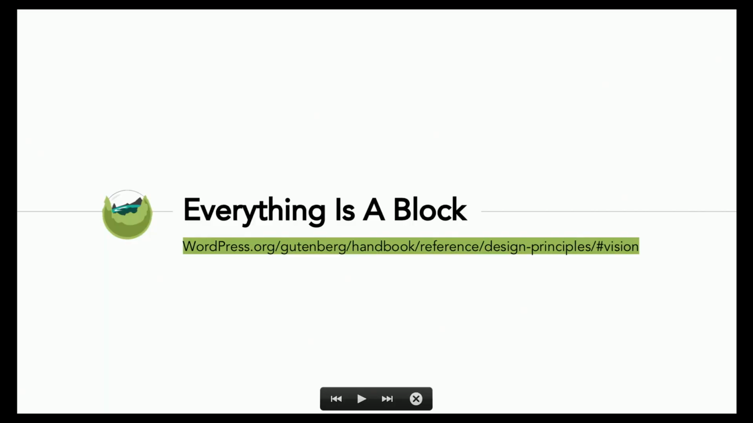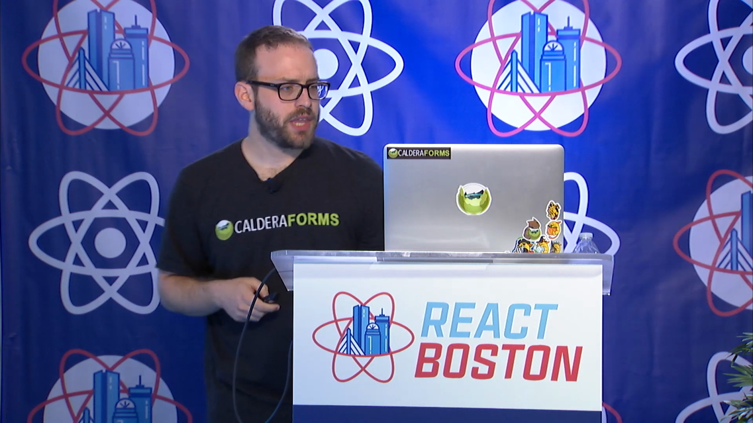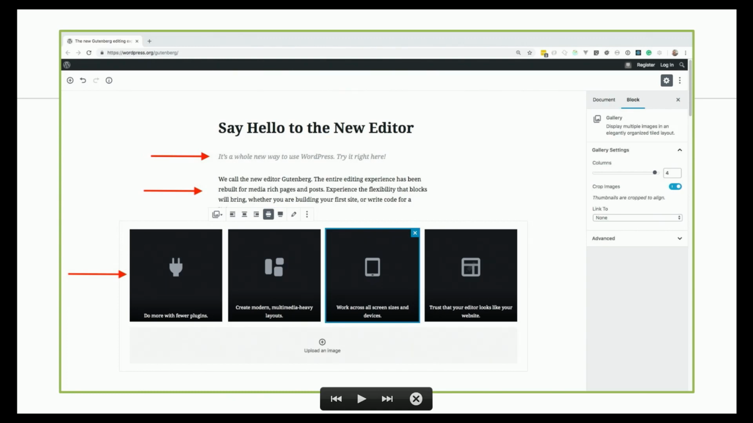Key concept. When you go to the documentation design principles, vision, first thing, everything is a block. That's the fundamental assumption here. So this screenshot is taken from wordpress.org/Gutenberg, where you can go and play with Gutenberg right now in the front end, start to get a sense of it. But those three arrows are pointing to three things, and each one of them is a block. We've got a subheading block, a paragraph block, and then this gallery block, which is currently the active one being edited.